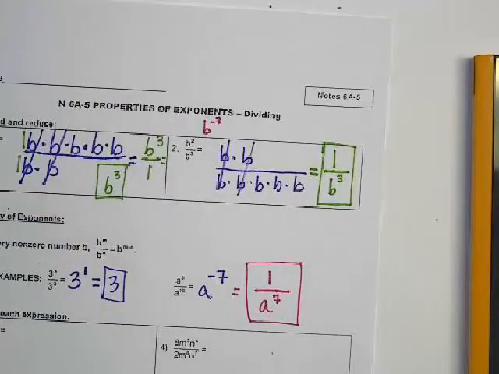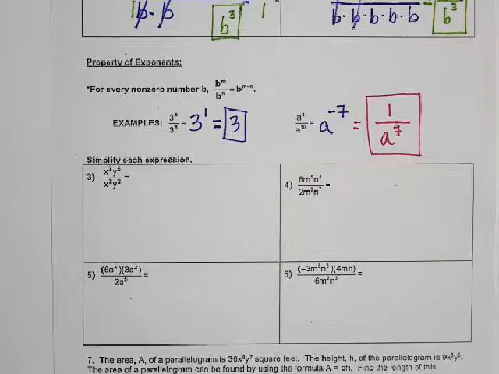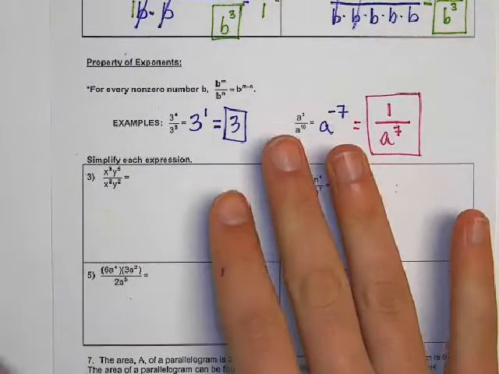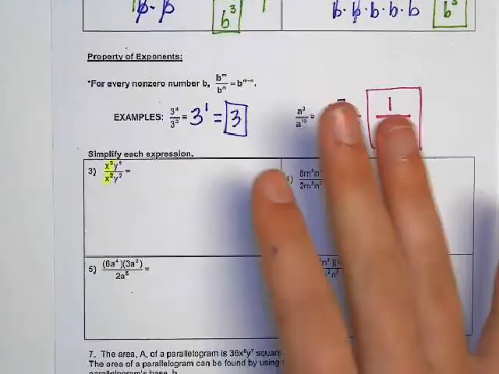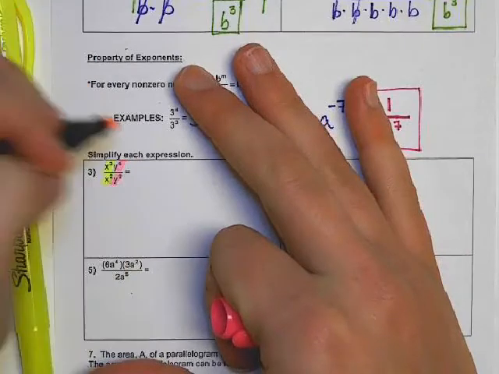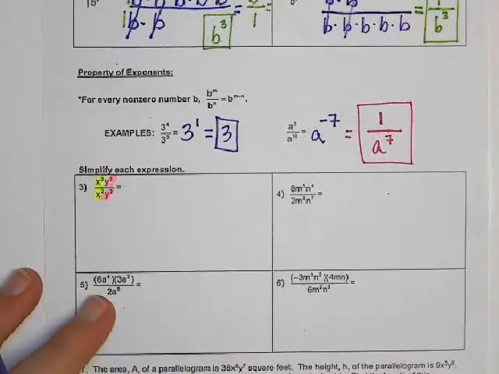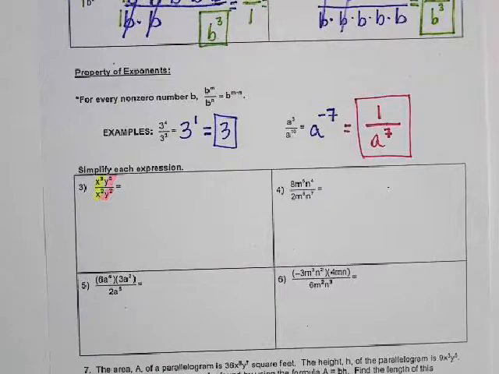Okay, so let's do some examples. First, take your highlighter, whatever color. On example 3, it says simplify the expression. So I want you to highlight your X's. And then you're going to highlight your Y's. Now, what operation are we doing? Multiplying or dividing? I'm dividing. So what am I going to do to my exponents? Add or subtract? Subtract. When you're dividing, you subtract.